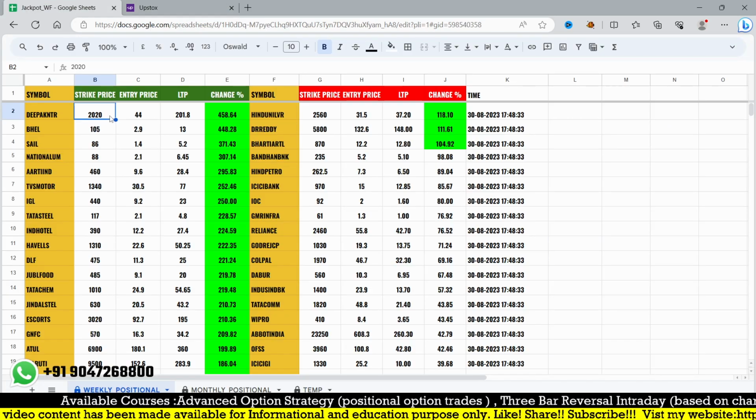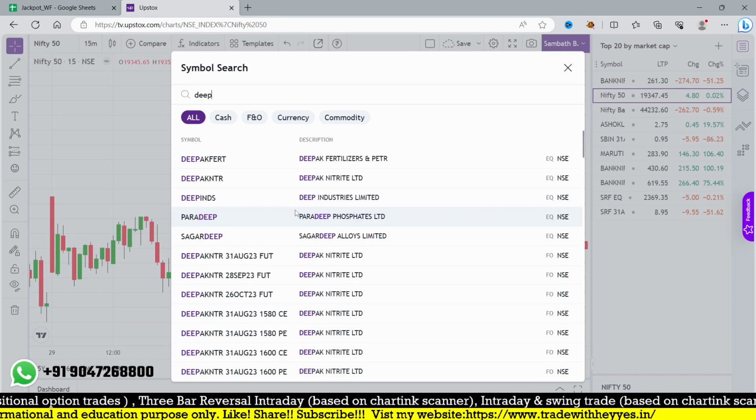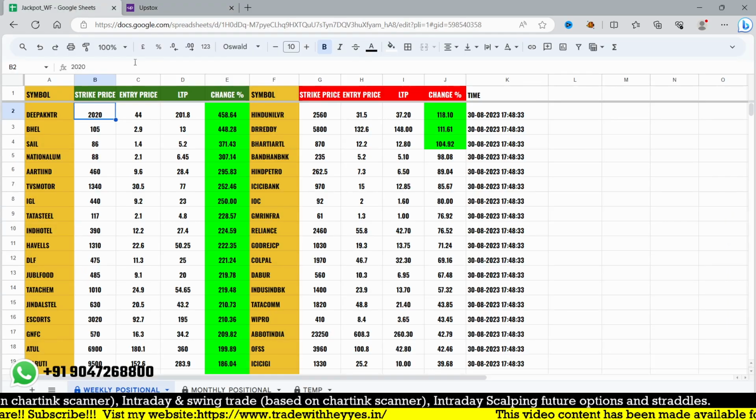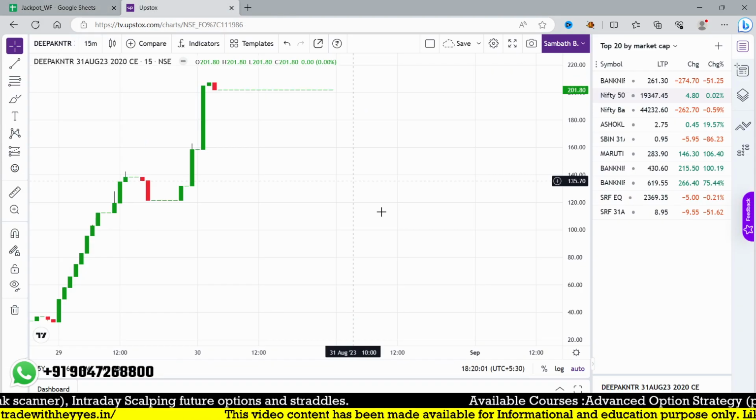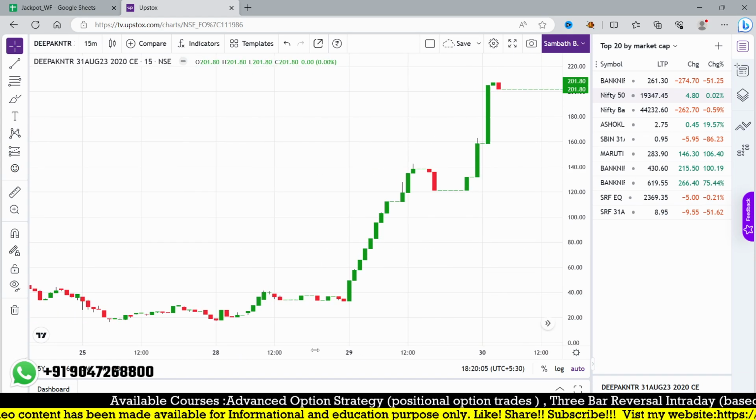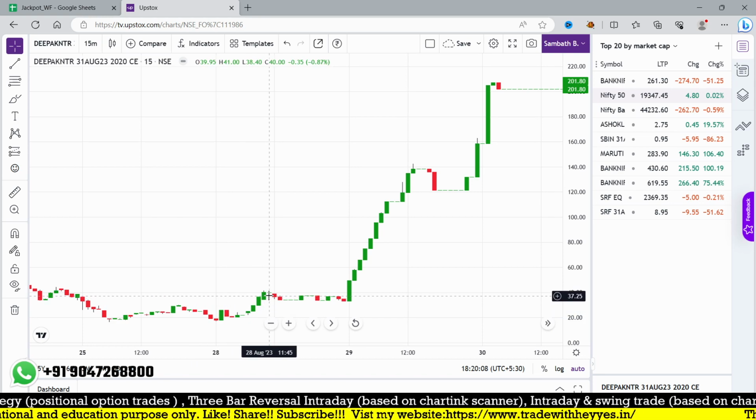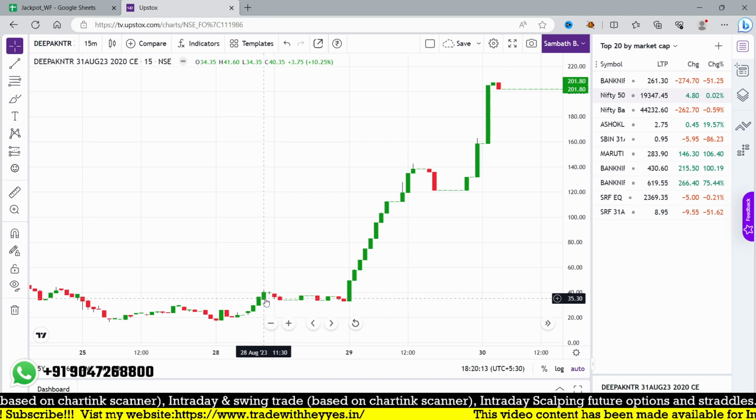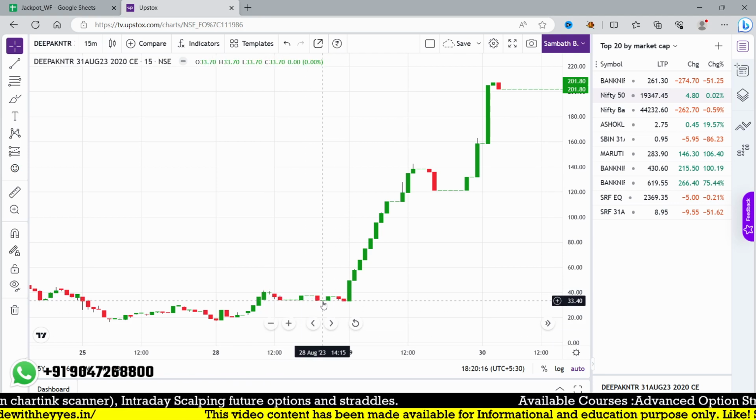For example, Deepak Nitrate 2020 call option. Deepak Nitrate 2020 is the strike price. Where should be my entry point? 44. Okay, so when is the 44 triggered? So 15 minutes. So 28 is our entry point, and 28 is our 24, and this point 41 is the highest level, correct? 41 is the highest level. 44 is not broken.